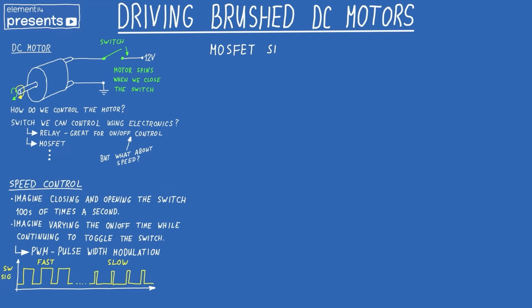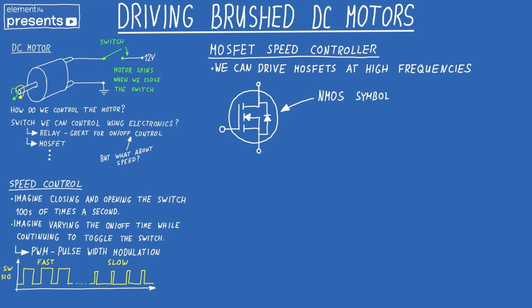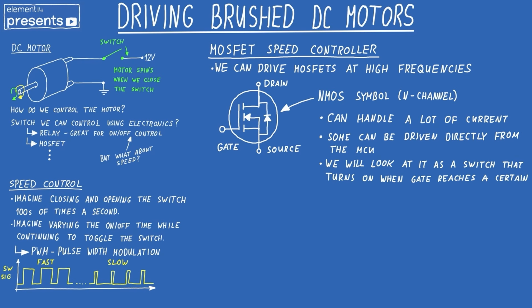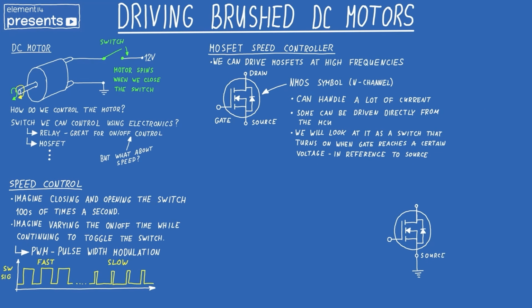Because we need to switch high currents at very high frequencies, an N-channel MOSFET is perfect for the job. It acts as an electronic switch that turns on when the gate pin reaches a specific voltage relative to the source pin. There is a bit more to it, but for now this is all you need. In an example, I will show you a circuit with an IRFZ44N MOSFET. Its gate source threshold voltage is 20 volts.